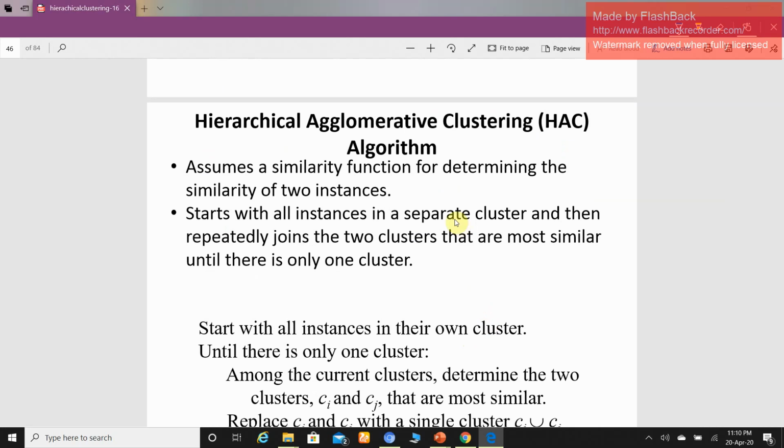Next, the hierarchical agglomerative clustering (HC) algorithm. Assume a similarity function for determining the similarity of two instances. Start with all instances in a separate cluster and then repeatedly join the two clusters that are most similar until there is only one cluster.